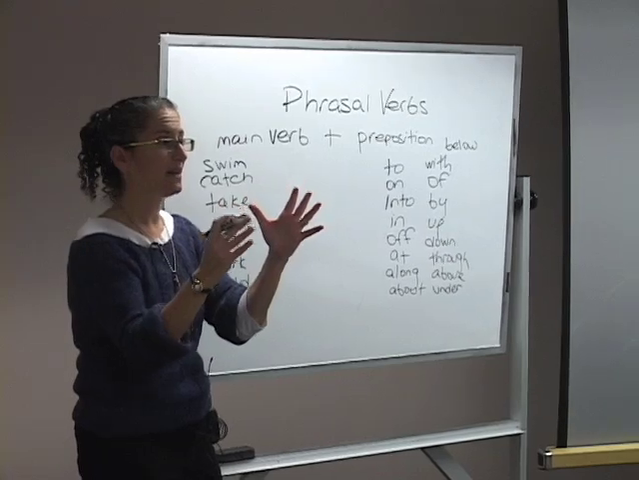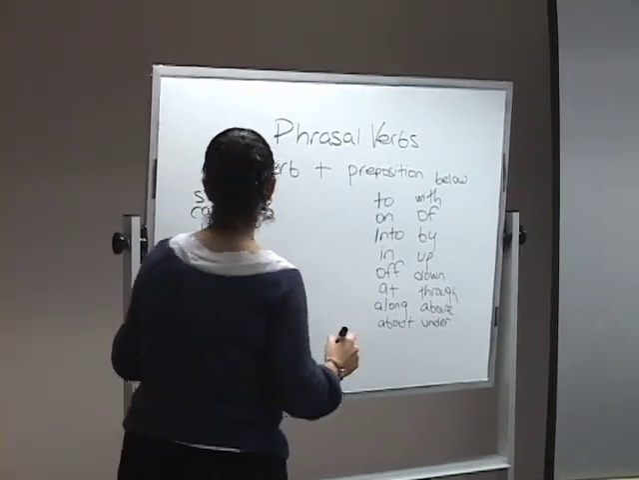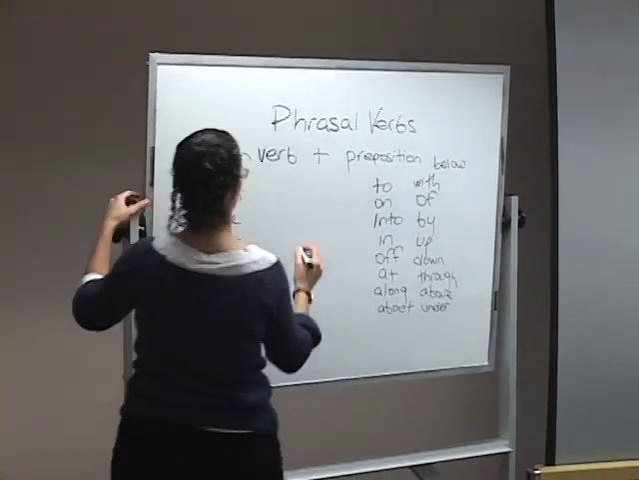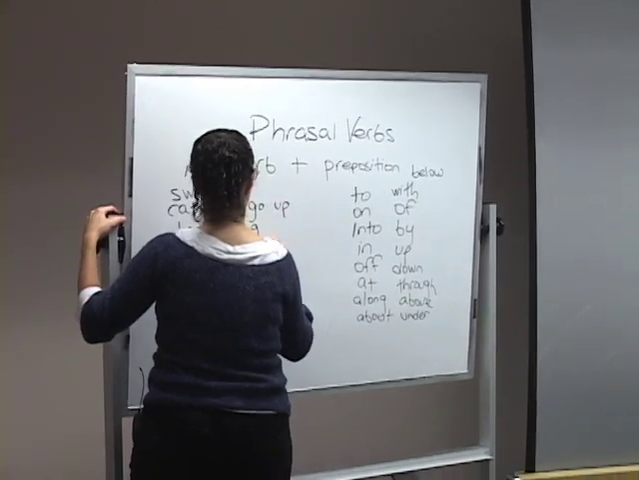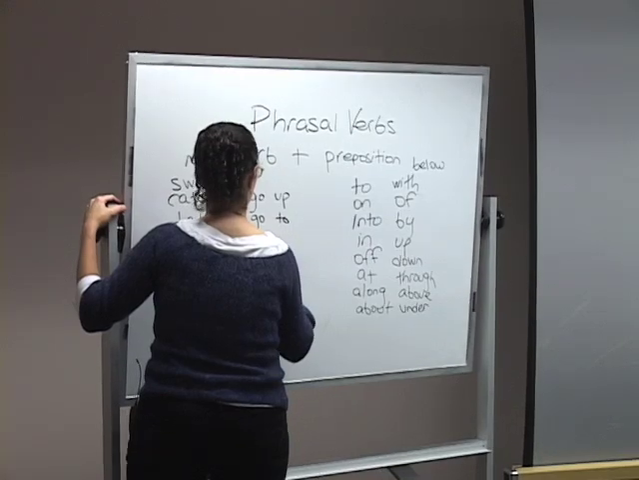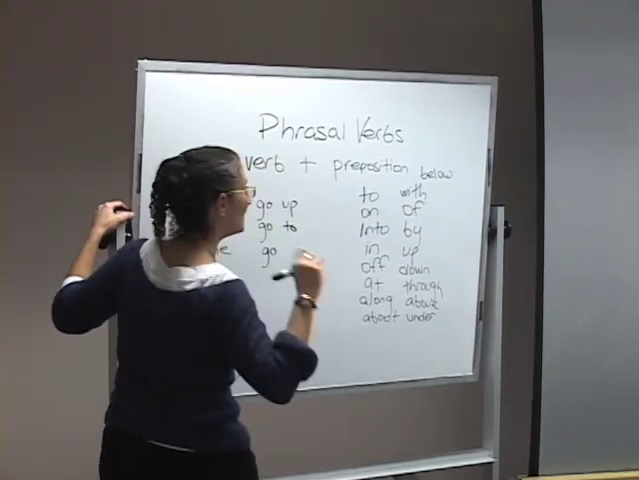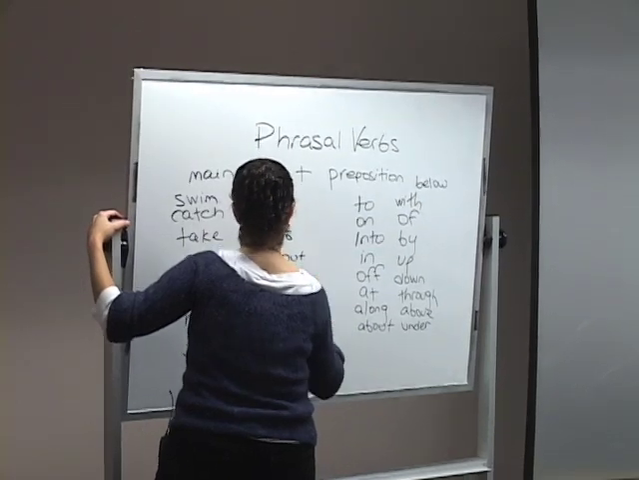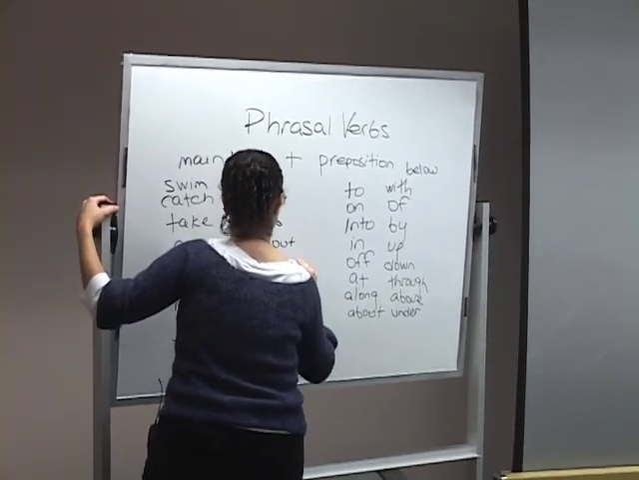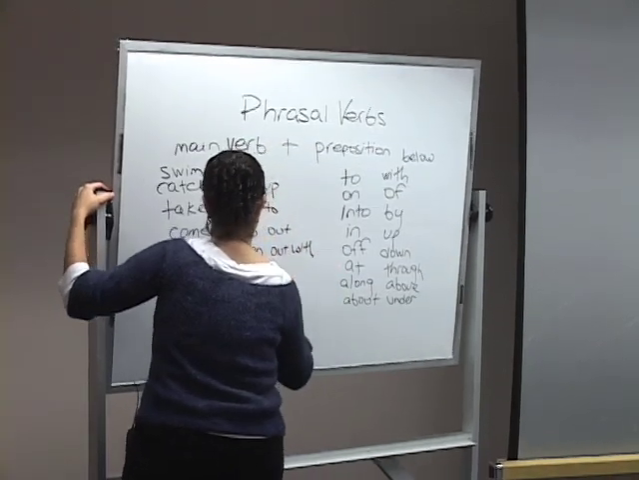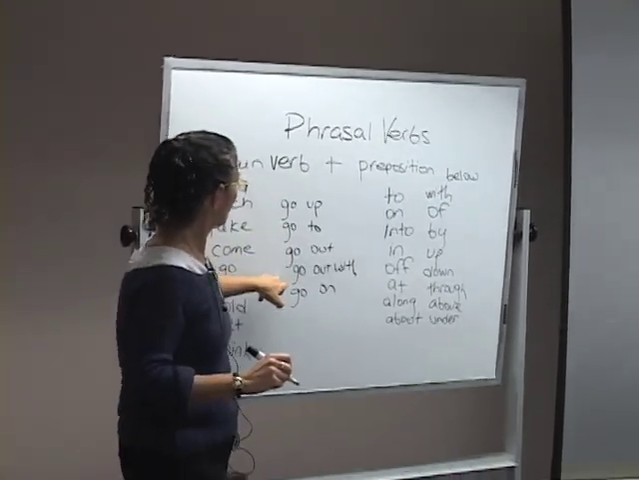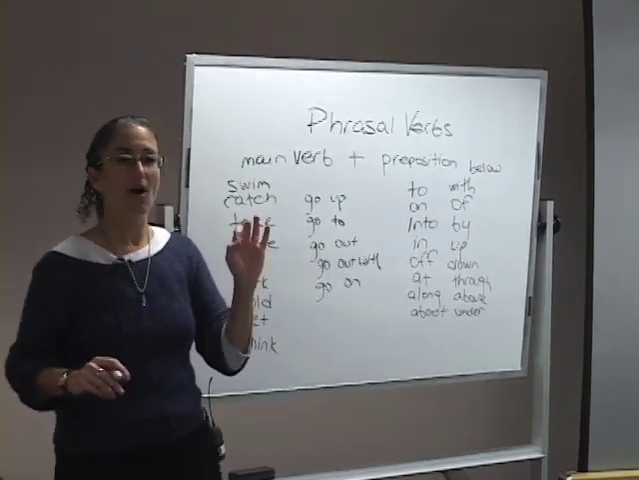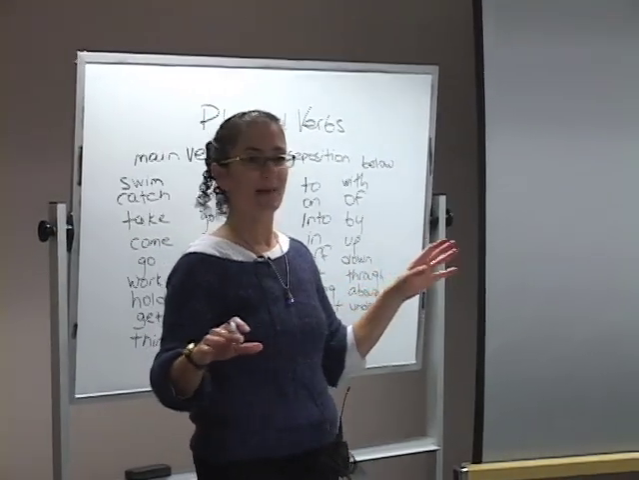Now what happens with these phrasal verbs is you combine them together and they create new expressions a lot of times. So let's look at go. Go to, go up, go on, go out with. Okay, so let's just look at those for the moment. Go up, go to, go out with, go on. These all combine to mean separate expressions.